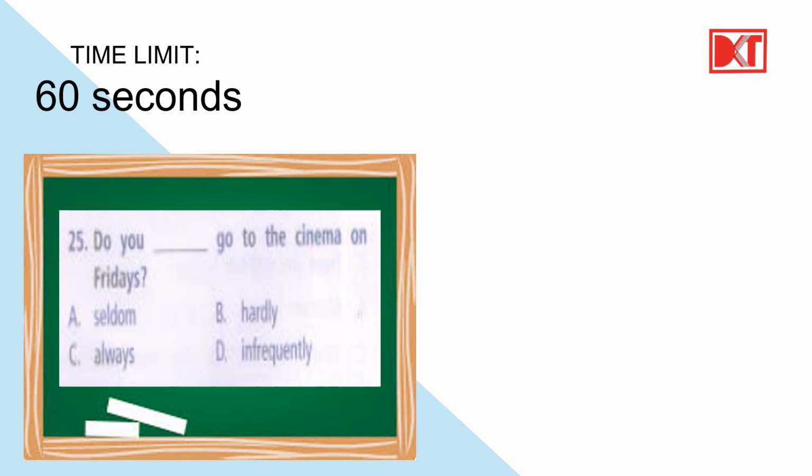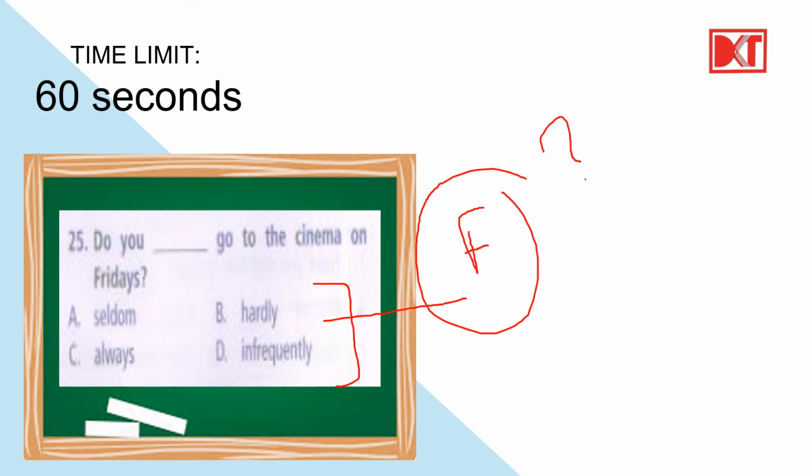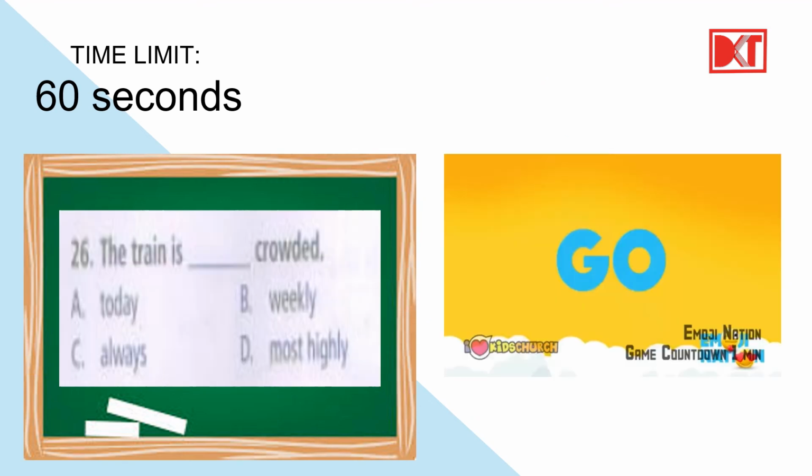Okay, now the next one. Do you dash go to the cinema on Friday? A: seldom, B: hardly, C: always, D: infrequently. All these again are adverbs of frequency and they are answering the question of how often something happens. So do you dash go to the cinema on Fridays? Now since we talk about Fridays, here the answer will be C. Do you always go to the cinema on Fridays? Alright.